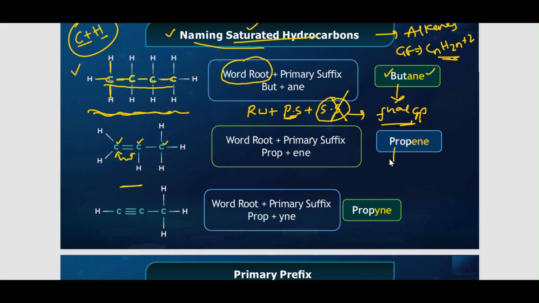So therefore I have given the root word as prop. And the nature of bonding, you can observe here a double bond. So for the double bond, I have used the primary suffix "-ane". So therefore it is propane.